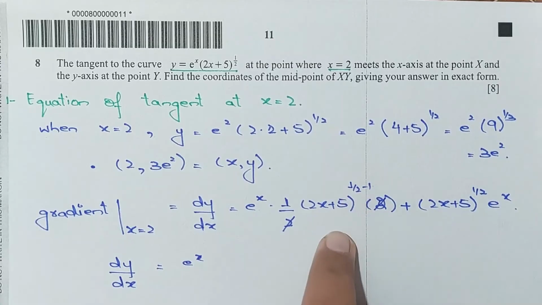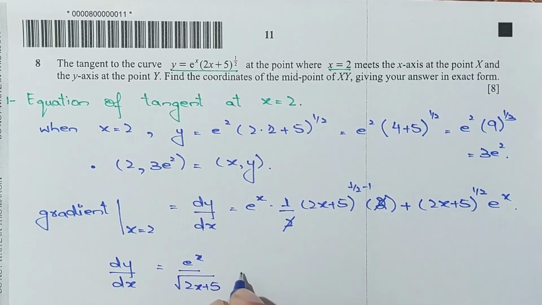So we have to shift this into the denominator to make it positive. So this is e to the power x over the square root of 2x plus 5, plus e to the power x times the square root of 2x plus 5.